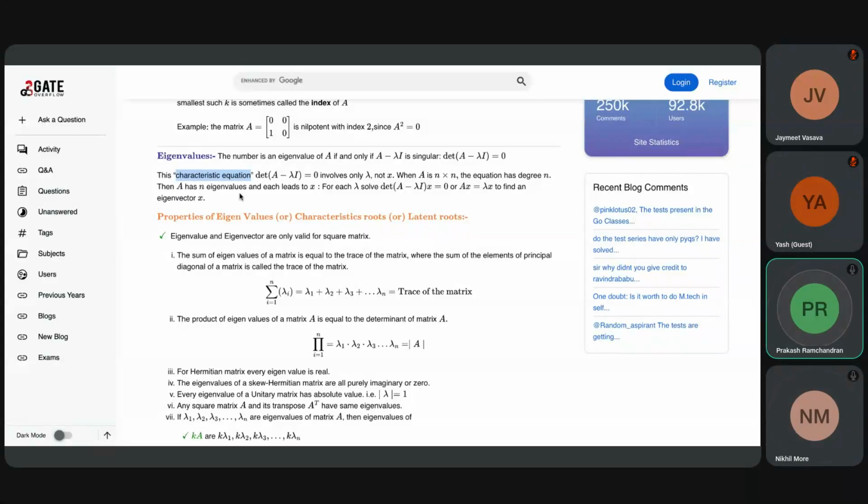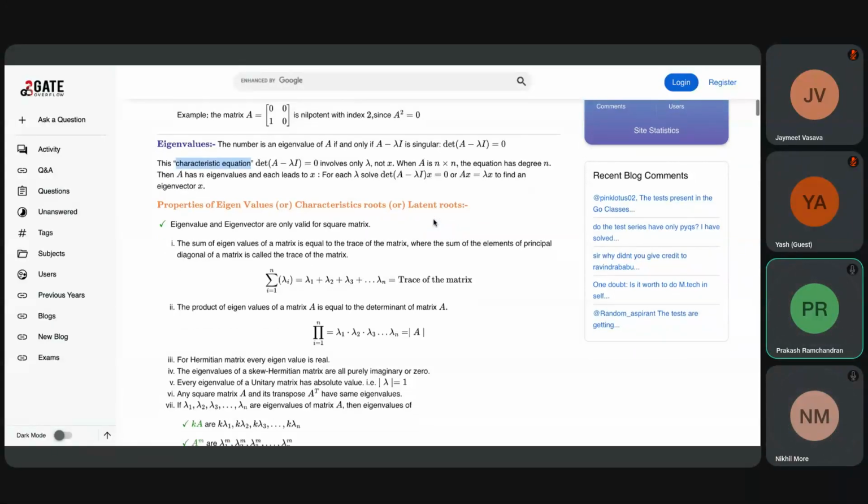So you subtract lambda times the identity matrix from A, that is A minus lambda I, and you take the determinant of that, and that should be 0. Then only you can have it. It has some interpretation in the sense that if the vectors are in the same span, then only you can get this. Otherwise, if the vectors are all over the place, then you don't get that constant multiplication.